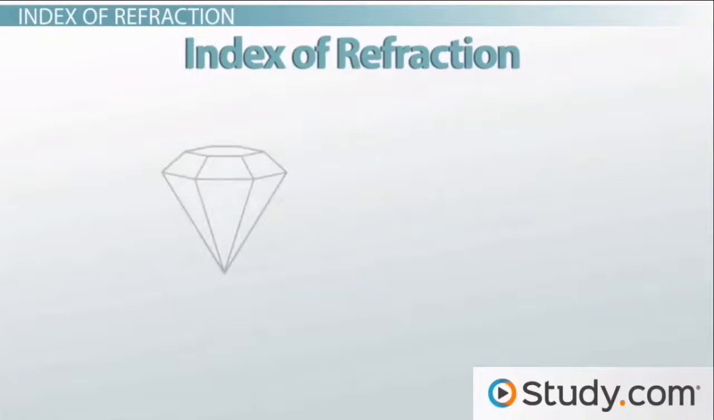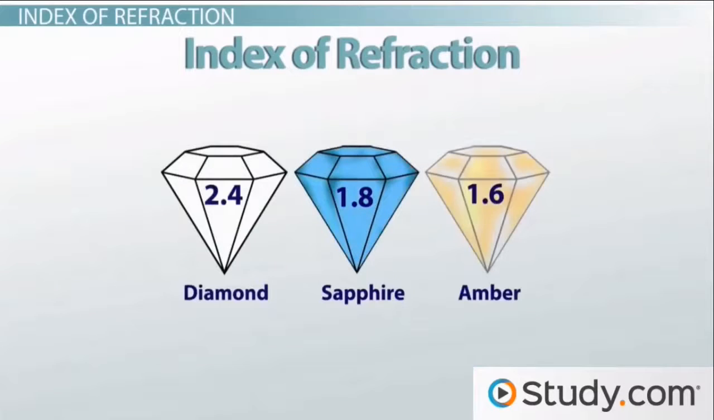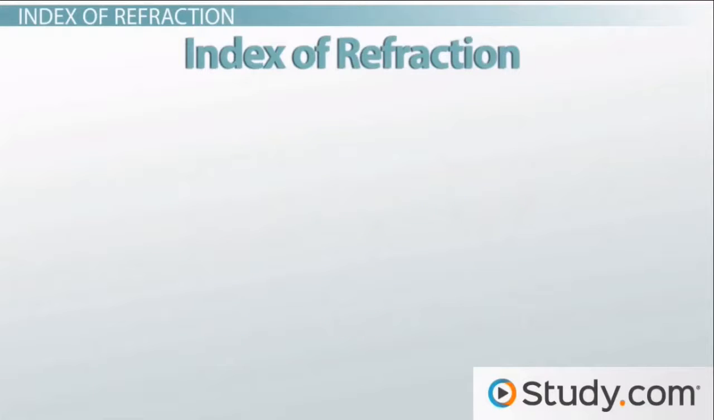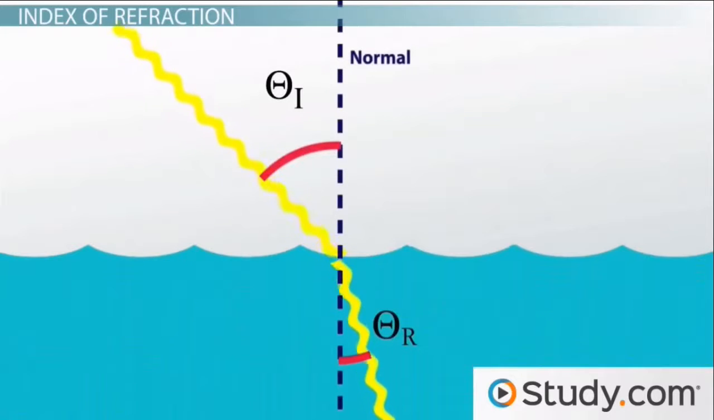The index for diamond is 2.4. For sapphire, it's 1.8, and for amber, it's 1.6. So light travels faster in amber than in sapphire, and faster in sapphire than in diamond. The index of refraction also affects how a light wave bends when it switches from one medium to another. When the light wave moves from air to the water, it bends toward the normal because it's slowing down. The angle of refraction is smaller than the angle of incidence.